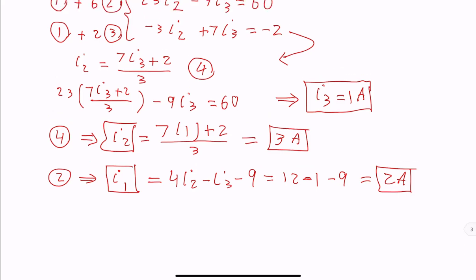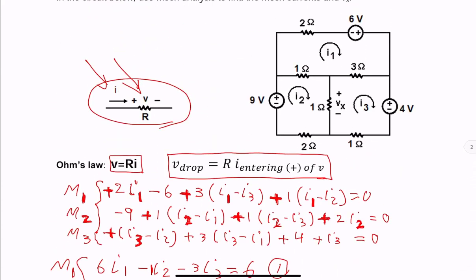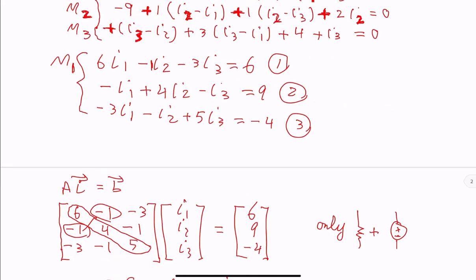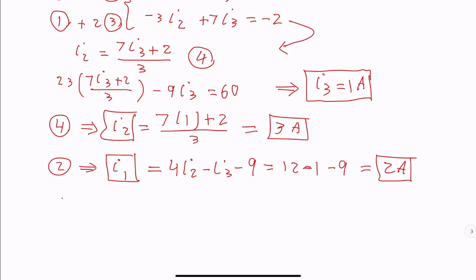The other unknown of the problem was Vx. Vx is across the 1 ohm resistor. So to find it, we have to multiply 1 by the current entering the positive of Vx. Current going down in the branch is in the direction of I2, opposite direction to I3. So Vx is 1 times I2 minus I3.